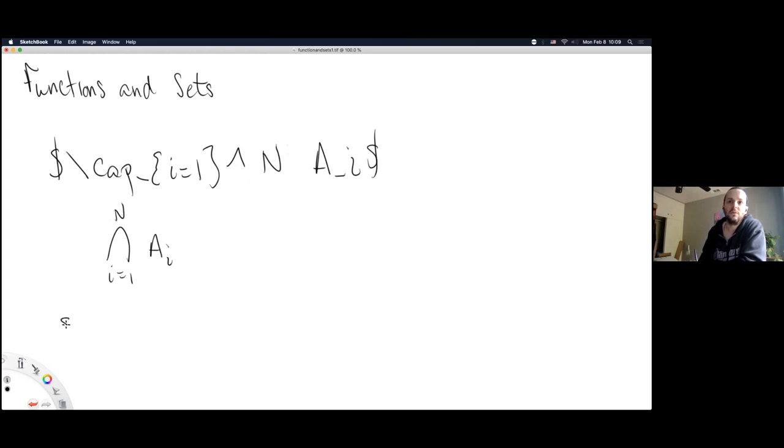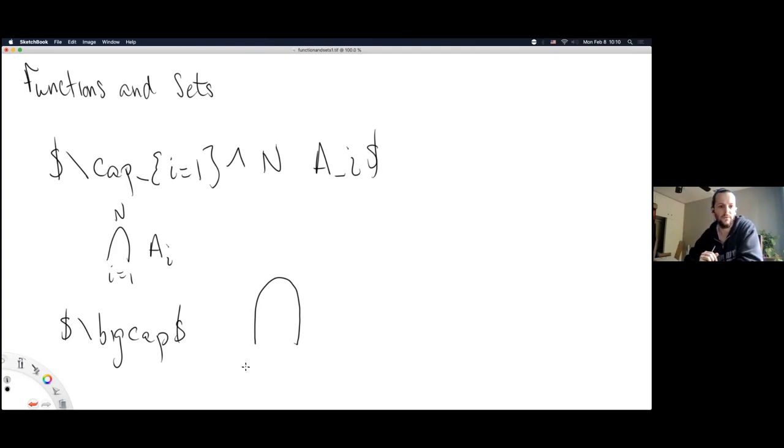An alternative symbol is \bigcap, which will get you a bigger intersection symbol. And that's more appropriate for display mode math, if you're trying to take your math and center it and then put some spacing, vertical spacing, above and below that line of LaTeX.